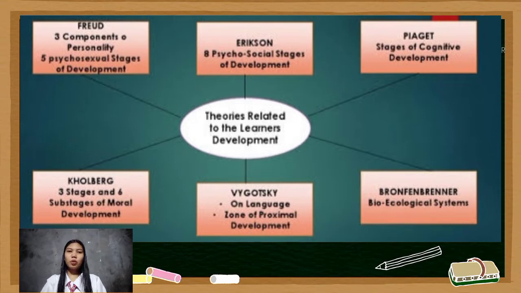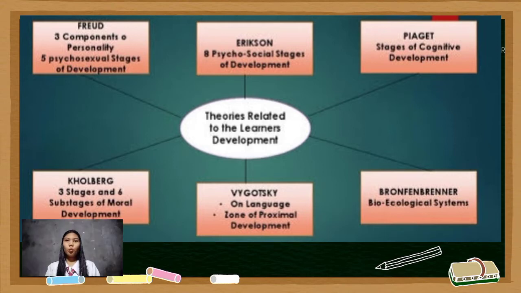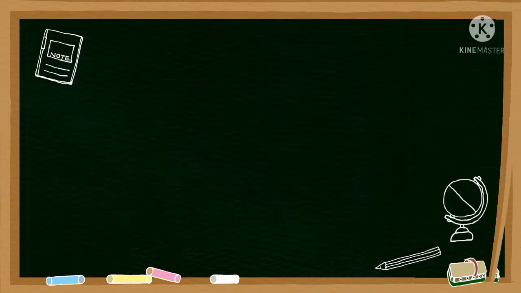We have the sensory motor, pre-operational stage, concrete operational stage, and formal operational stage. We have also Kohlberg's 3 levels and 6 substages of moral development. The fifth one is Vygotsky. We have language and the zone of proximal development, wherein it is defined as the space between what a learner can do without assistance and what a learner can do with adult guidance or in collaboration with more capable peers. And lastly, Bronfenbrenner's bioecological system.